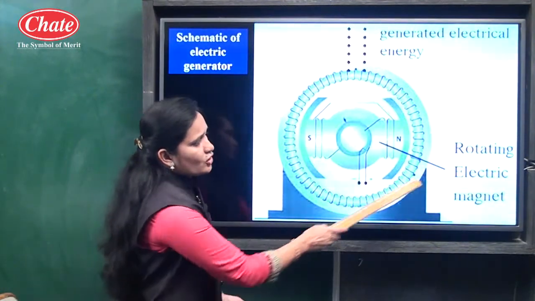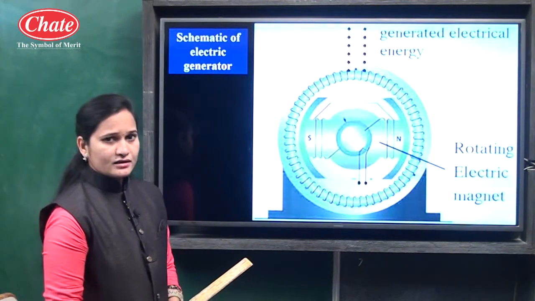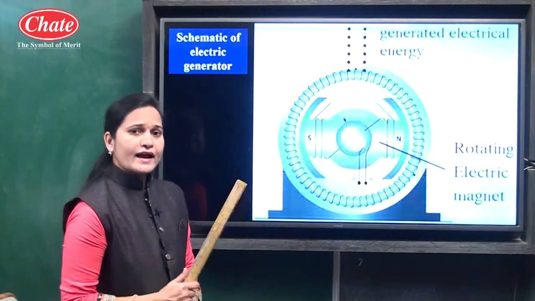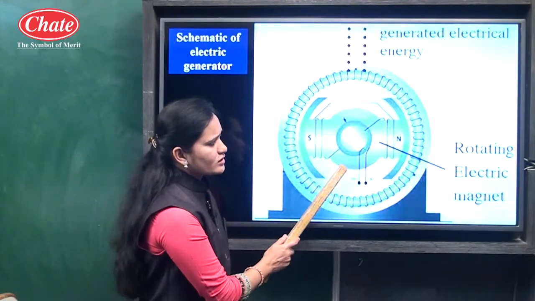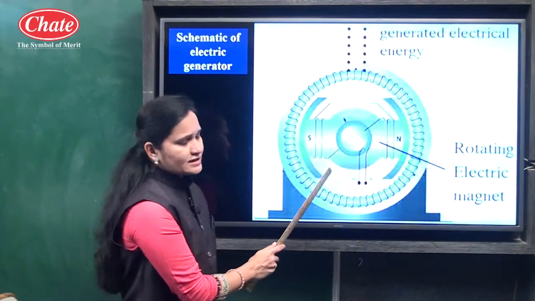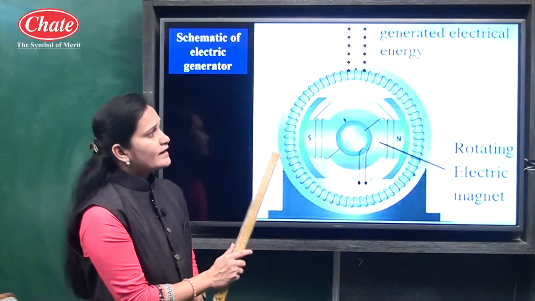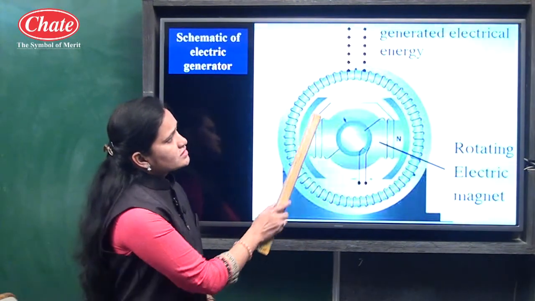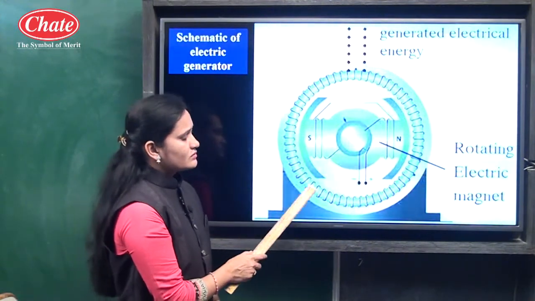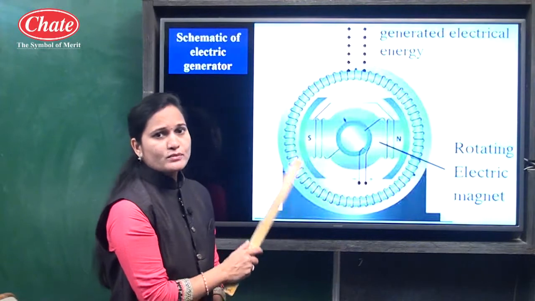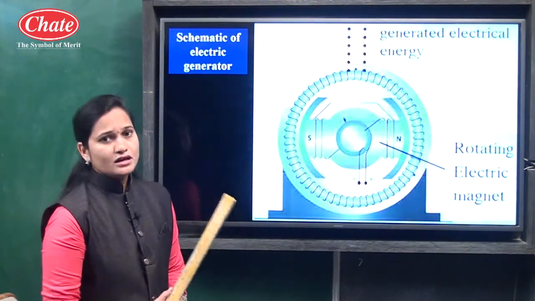In a generator, a rotating electric magnet is connected to the turbine, and when the turbine starts to rotate, this connected rotating electric magnet also starts to rotate, and through that electricity is generated. It means mechanical energy gets converted into electric energy. This is one type of machine which uses the principle of electromagnetic induction.